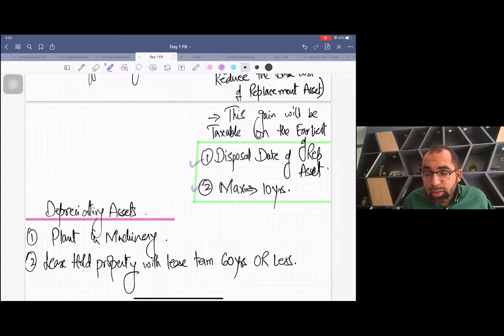The first is the disposal date of that replacement asset, and the second is maximum 10 years. Second is max 10 years. So read it, please.